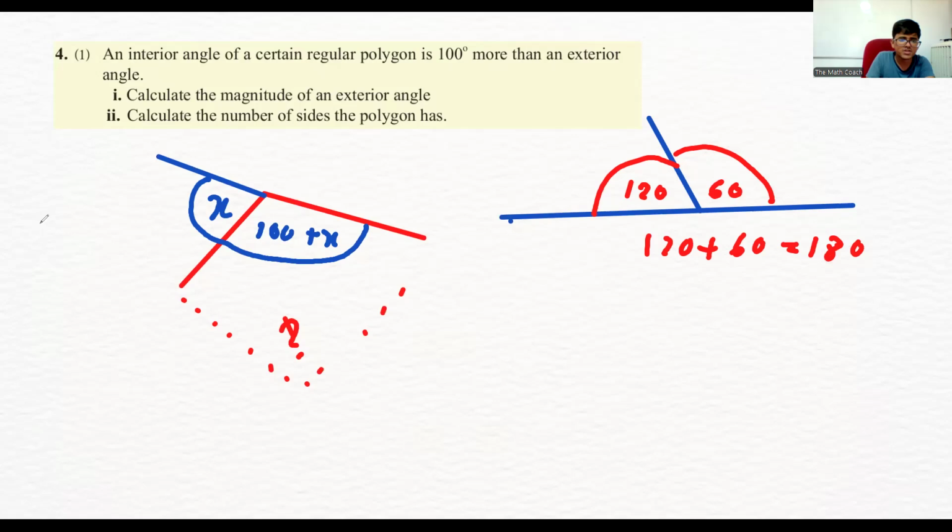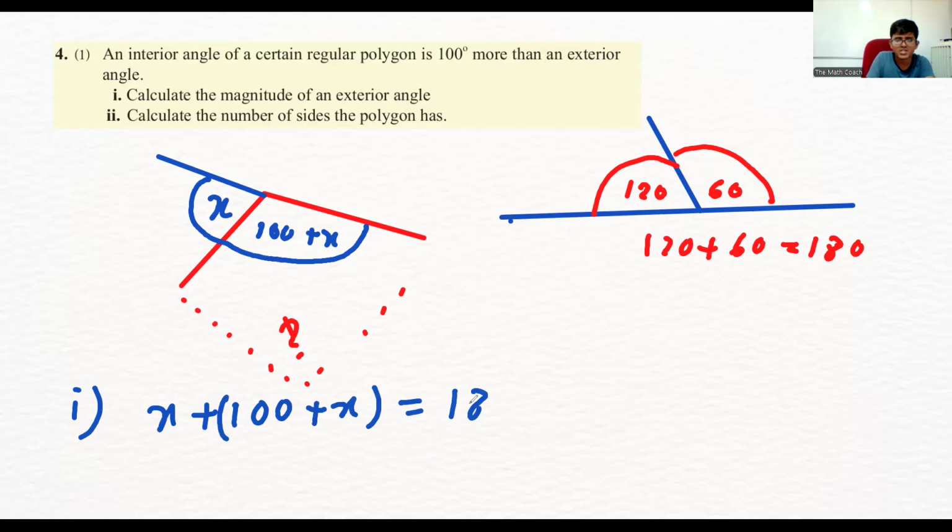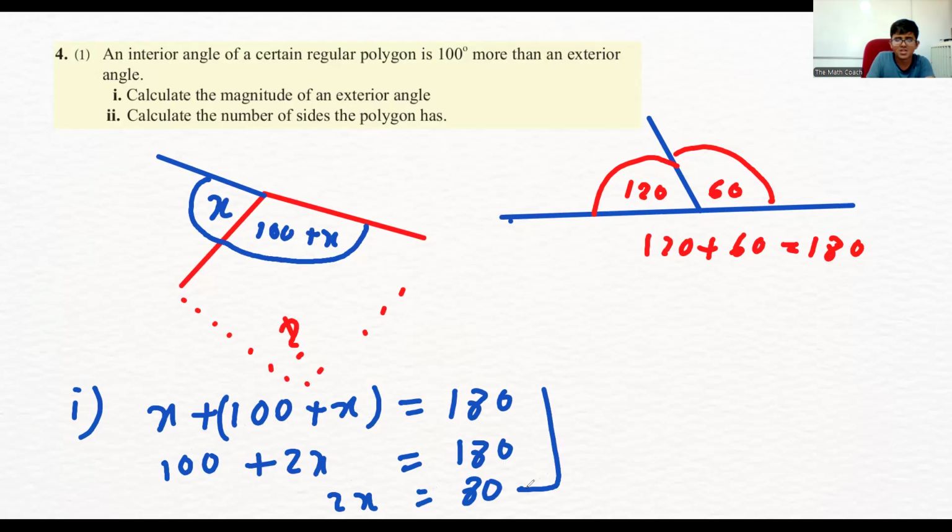So for question number 1, we have x plus 100 plus x equals 180. Then we have 2x plus 100 equals 180. So 2x will be 80 degrees, and therefore x is equal to 40 degrees. So x is the exterior angle. Right. Second one, we have: calculate the number of sides the polygon has.